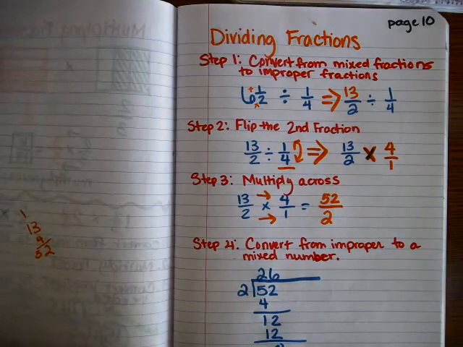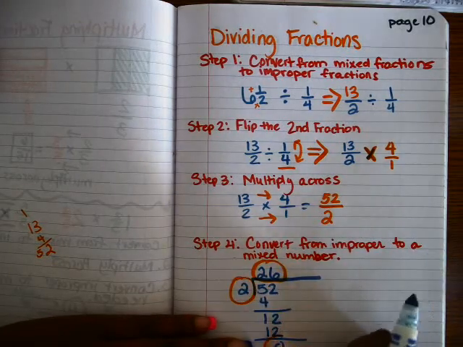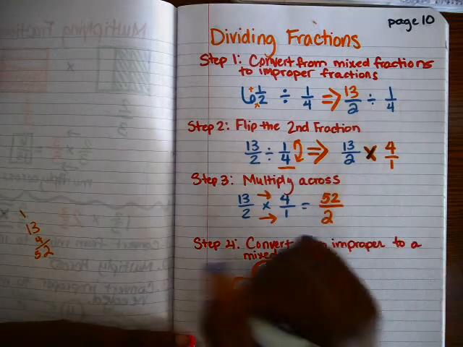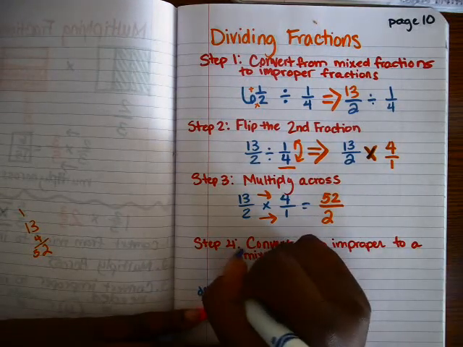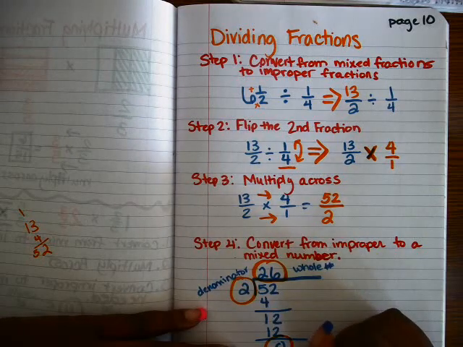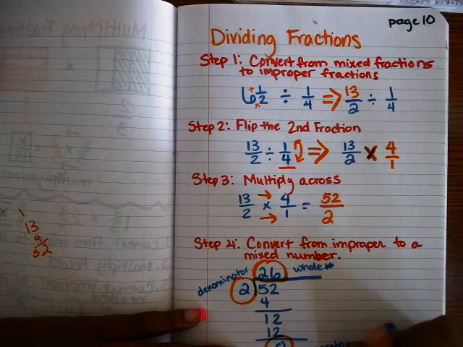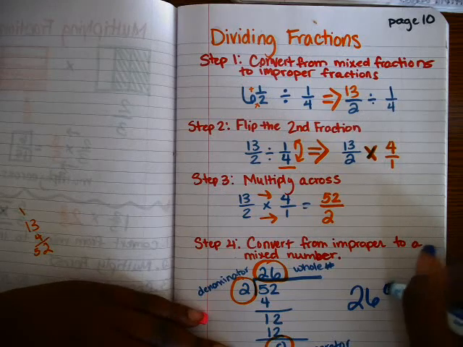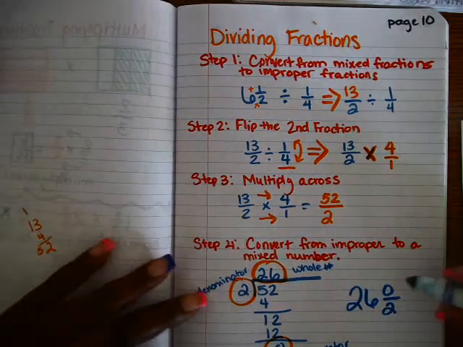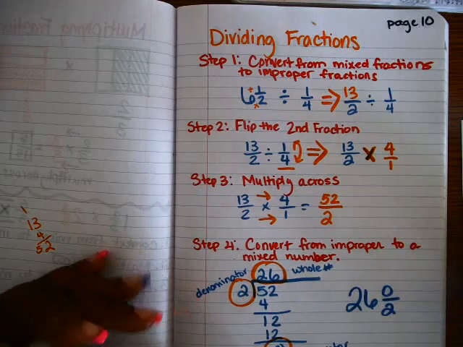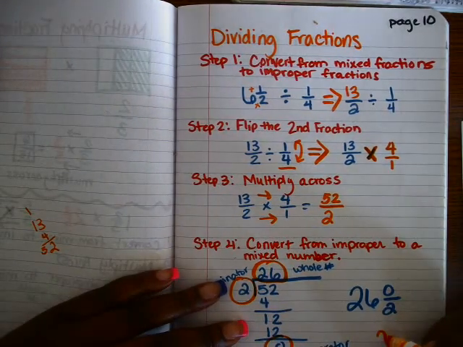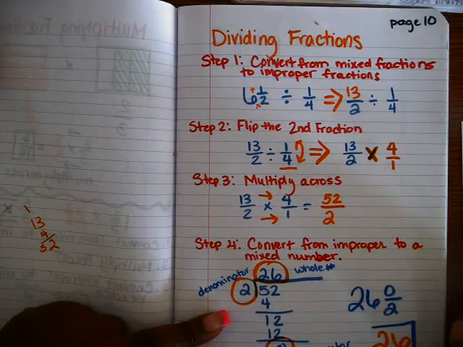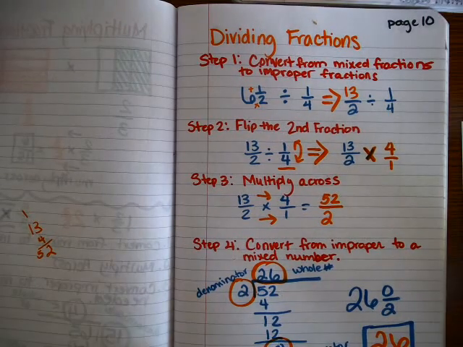Alright. So we have these three numbers here. We have our whole number, our denominator, and our numerator. So I'm going to write this as 26 and 0/2. But because this is 0/2, we don't have to do that. So we're just going to leave this as 26 wholes.